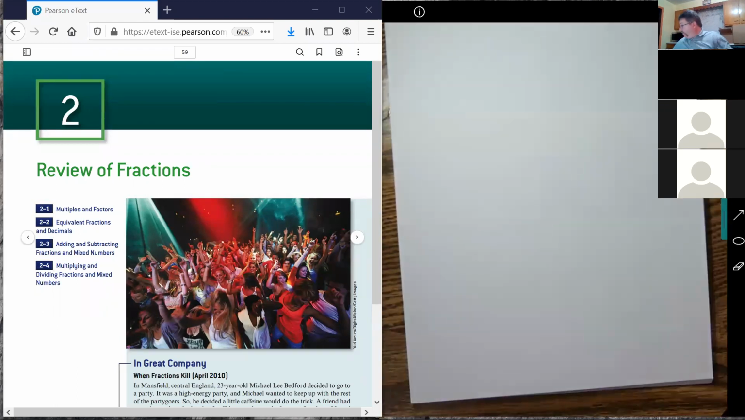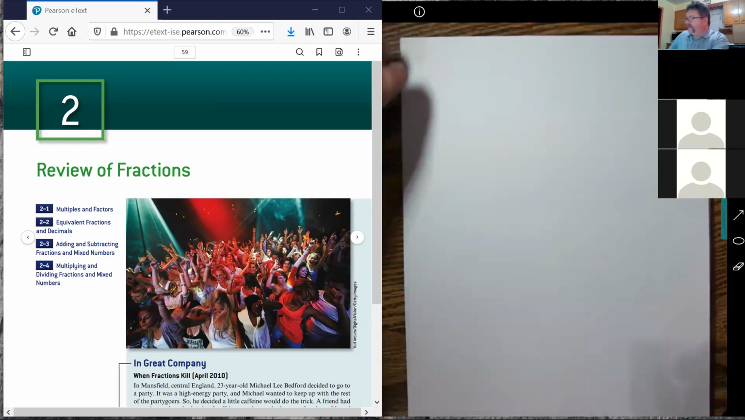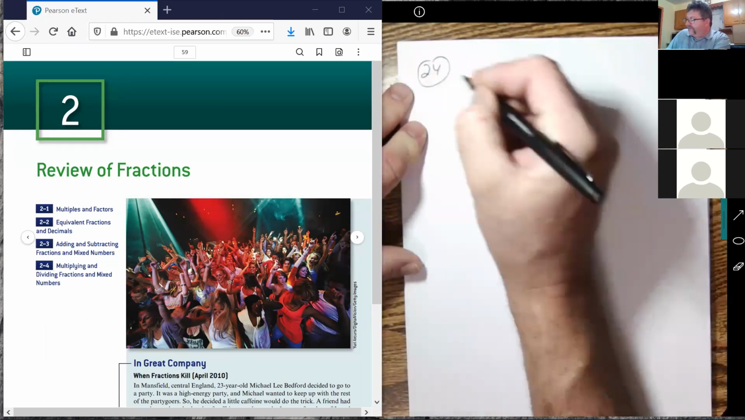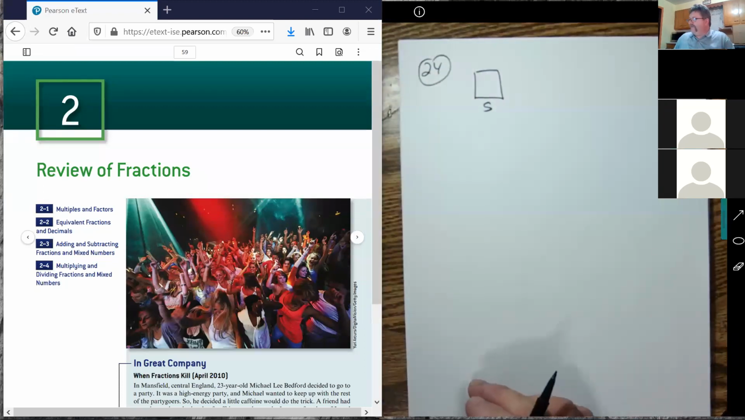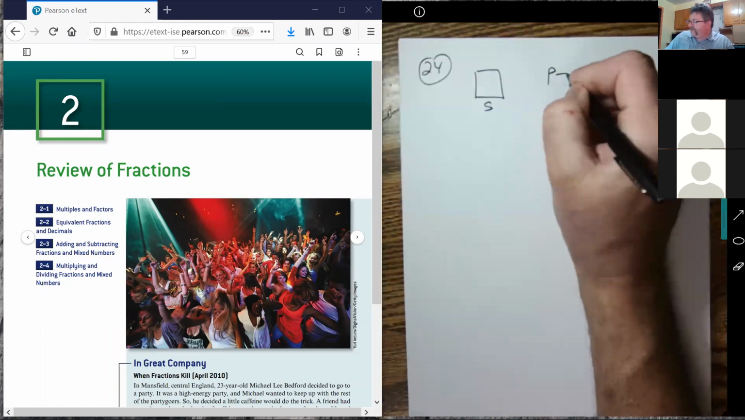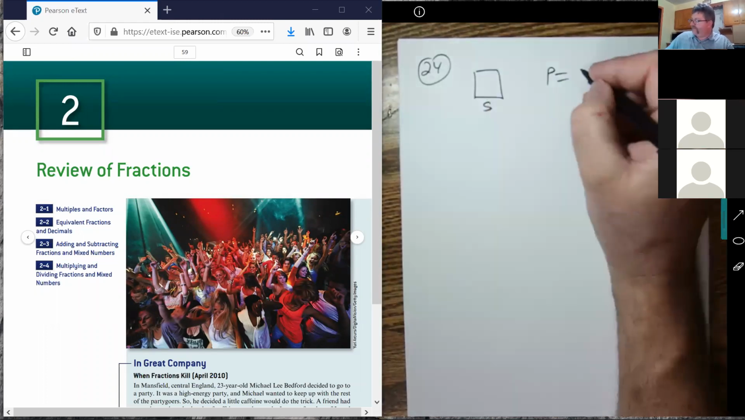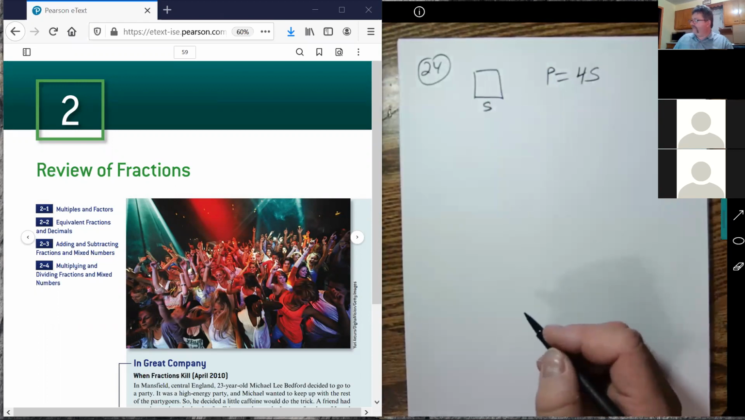Okay. A square is now just a special rectangle. It's even easier because all the sides are the same. It's just like having a length and a width, but they're both the same. So we give it a new name. We call it S. The perimeter would be, walk around, you got 4 S's, right? So 4 times S is my perimeter.